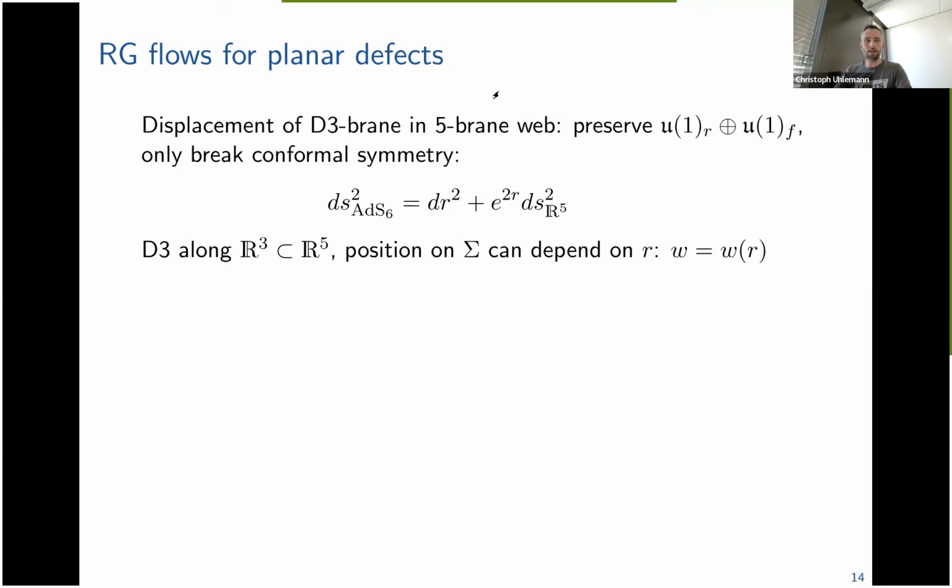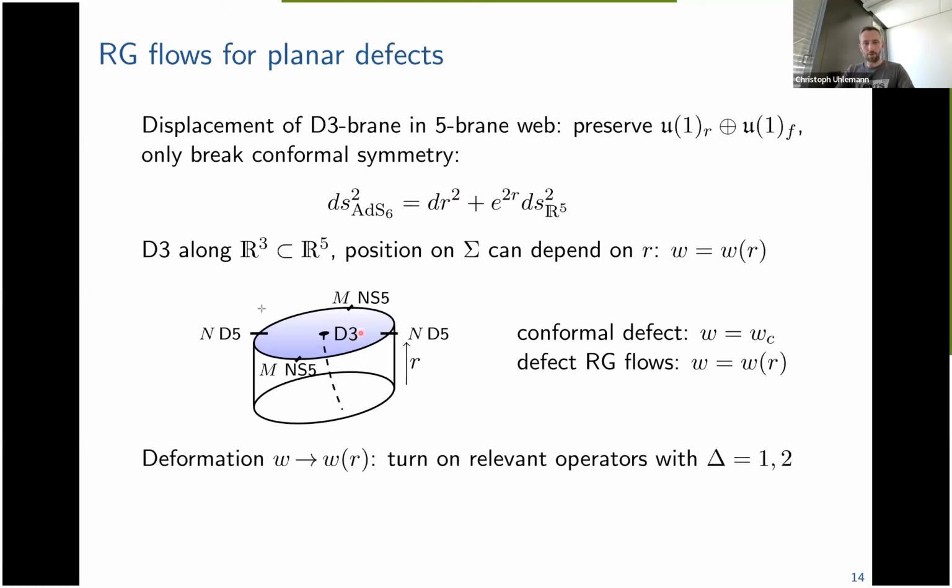We'll do this for planar defects, just like we did in the brane web picture. So what are we going to do? We introduce a more explicit coordinate system for AdS6. We have a radial coordinate R, and breaking conformal symmetry now means things get to depend on R. So we're looking at a D3 brane which extends along an R3 inside this R5, just as it would have before. But now the position on the Riemann surface is allowed to depend on the radial coordinate R. That's really the only thing allowed by preserving these symmetries.